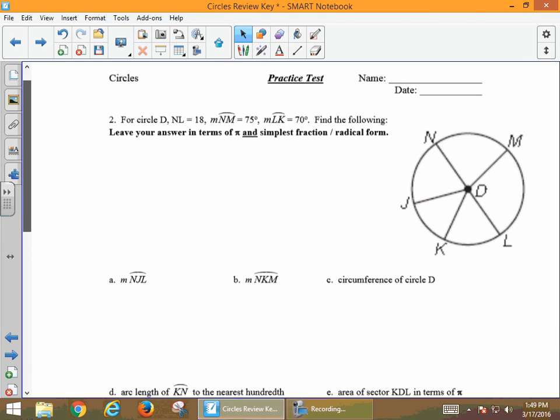Question 2 says for circle D, NL is equal to 18. So let me draw this on here. NL, so from N all the way through to L, that distance is 18. The measure of arc NM, so N to M right here, is 75 degrees. And L to K down here is 70 degrees.